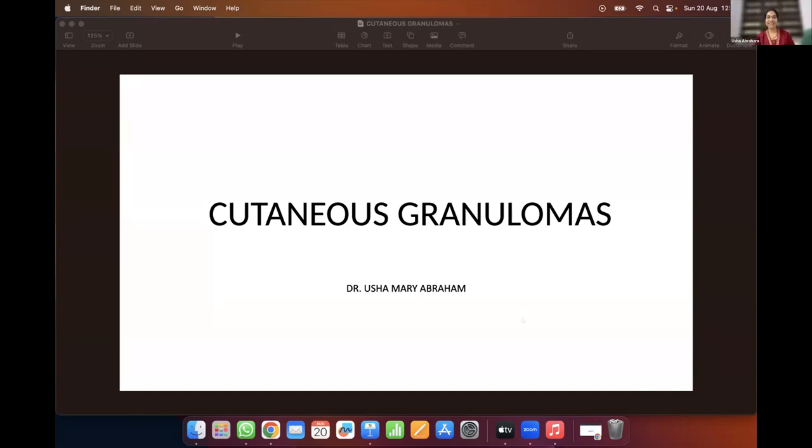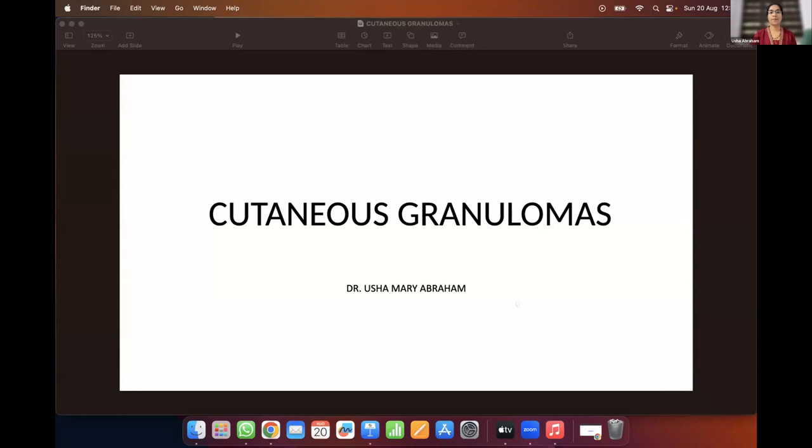Okay, so the topic given to me today is cutaneous granulomas. How exactly do we approach these cutaneous granulomas? As sir said, many a time we find it very difficult, in spite of seeing the granulomas, to delineate which category to put them into. So I'll just try to see how much we can get into it.